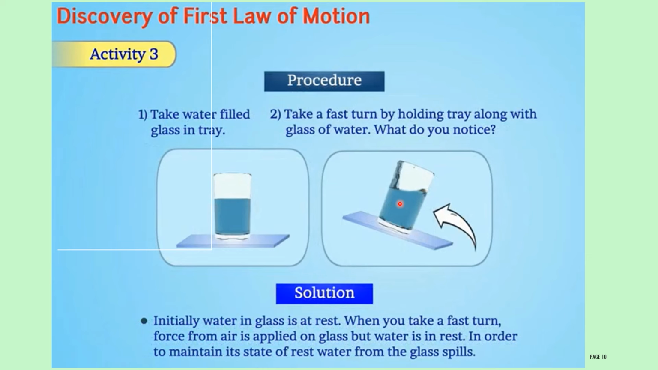Water from the glass spills, because the force from the air is applied only on the glass, not on the water. Therefore, the water has to maintain its state of rest, and so the water in the glass spills out of the glass.